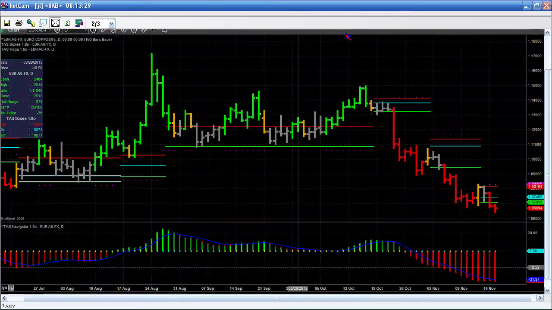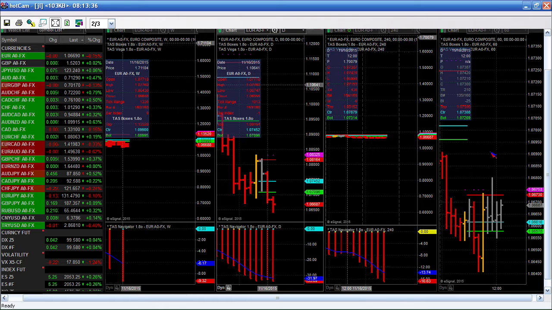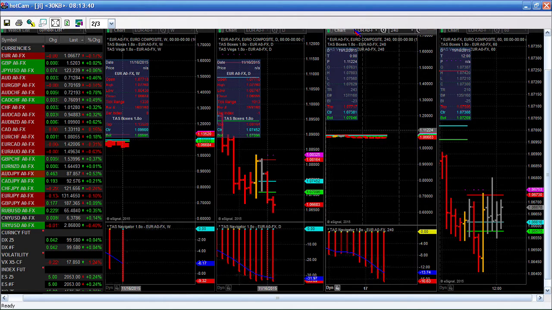So that's the new inflection points on the euro to pay attention to as far as stops go. Here's the 240, nothing new there. Again, I'm looking at this as a long-term situation, so I'm looking at weekly and daily inflection points and not paying too much attention to the 240s.